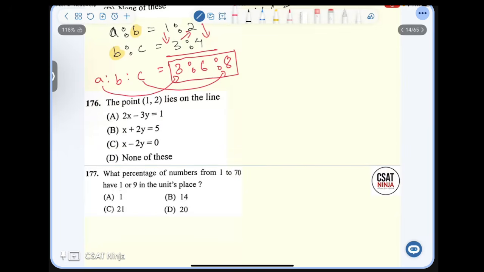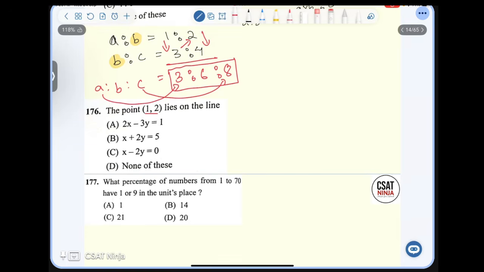Now next. I don't think you will get a question based on this one, but just for your understanding, if any point is given, and if that point lies on a line, then your left hand side will always be equal to your right hand side. What do I mean by that? Remember, if you have 2 points here, 1, 2, the first one will always be x and the second one is y. This one is the x value and this one is the y value.